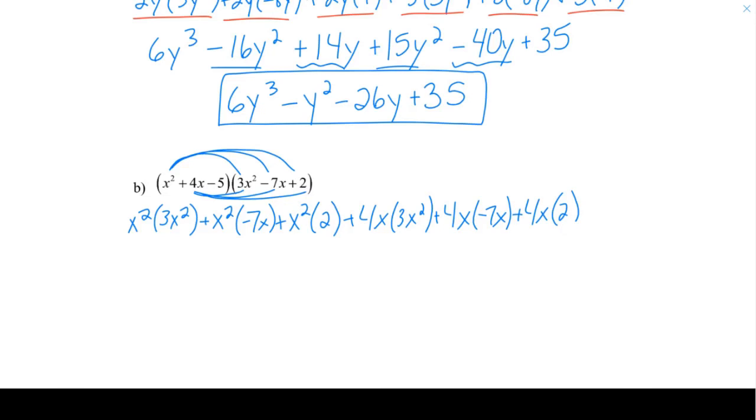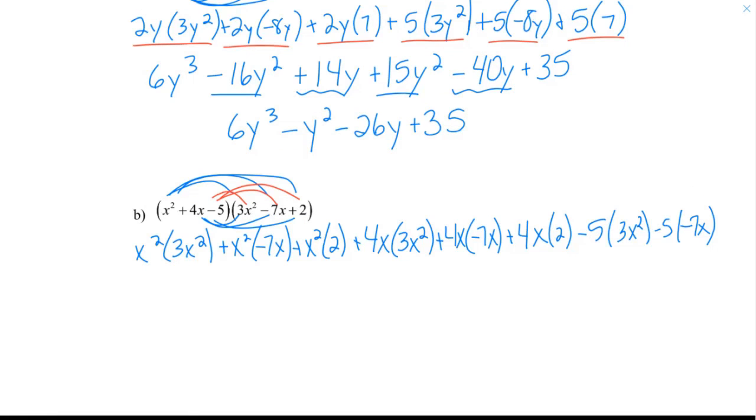Lastly, we need to distribute this negative 5 through, which gets a little messy because I went above with the first, below with the second, and really don't have anywhere to go with that third, but we're distributing that negative 5 through. So negative 5 times 3x squared, negative 5 times negative 7x, and negative 5 times 2. So once again, notice we have 1, 2, 3, 4, 5, 6, 7, 8, 9 terms that we now need to simplify. So let's go ahead.